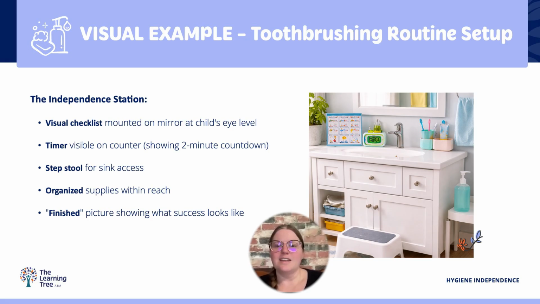And this is an example of an independent station. We have a visual checklist mounted on the mirror. This is going to be at the child's level so they can reference it themselves. We have a timer visible on the counter. So for toothbrushing, we have a 2-minute countdown. We have a step stool for sink access, organized supplies that are within the child's reach, and then a finished picture showing what success looks like.